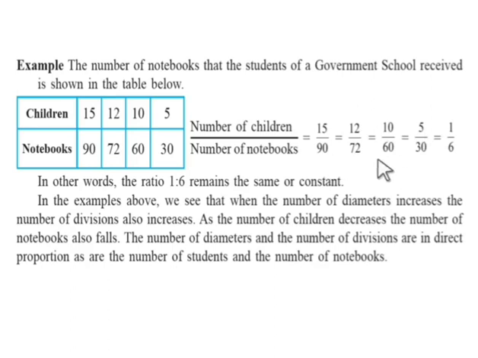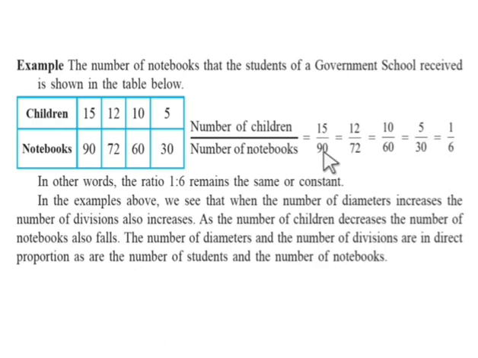Now if you reduce all these ratios to their lowest form, you will get 1 upon 6. Or you will see that the denominator is 6 times the numerator. 15 sixes are 90. So 15 divided by 15 is 1.